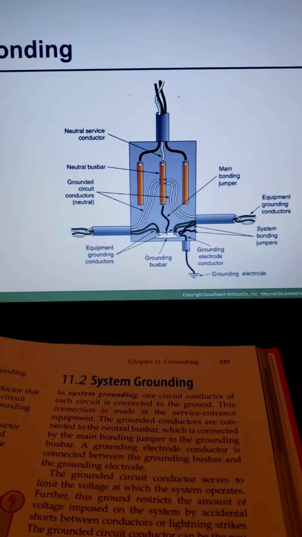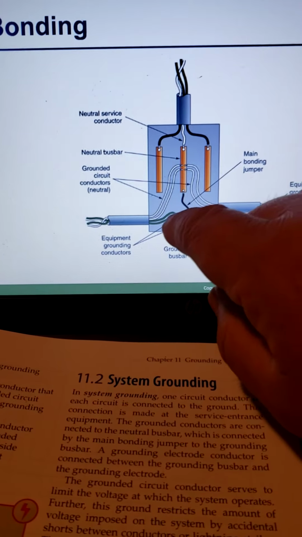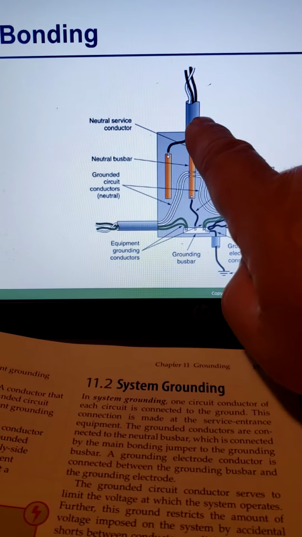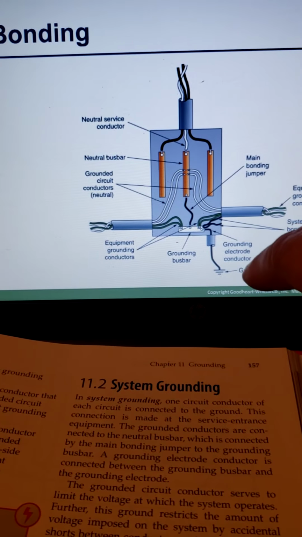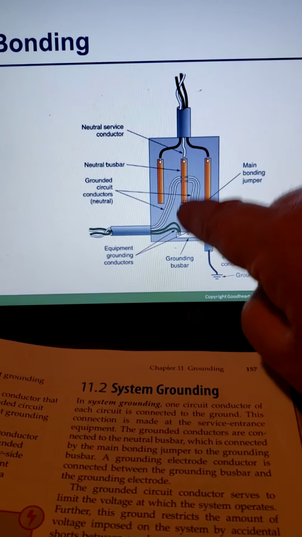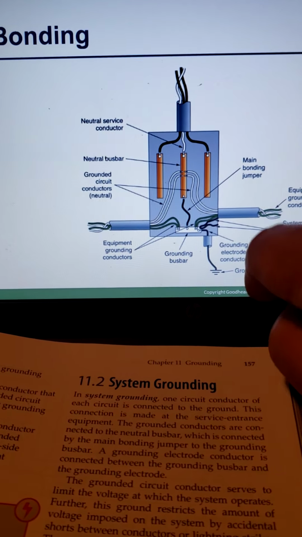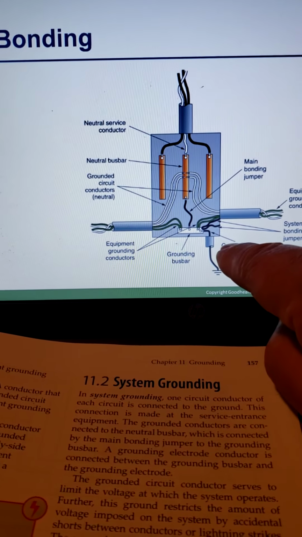So again, here's a better picture. Here's our neutral bar. They only have one bar, the grounding bar and the neutral bar together. We have neutral coming in, hot, hot. And then from here we have our grounds going off. Here's our grounding electrode. Here's our main bonding jumper that goes from the neutral to here. And then we would have an equipment ground.